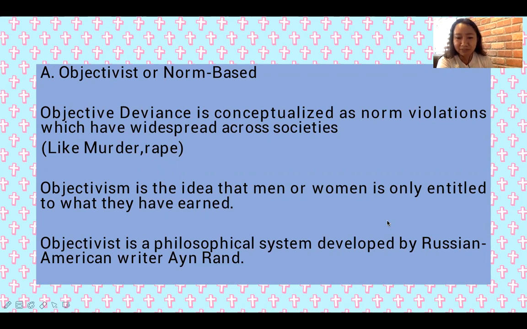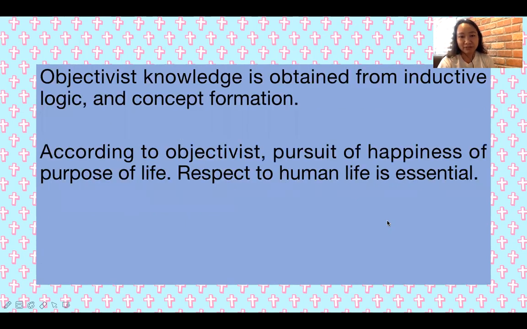So not specifically just with men or women, so for us to be gender sensitive and inclusive. Objectivism is a philosophical system developed by Russian American writer Ayn Rand. So the basis, that's why it's called objective, is the norm itself of the certain culture. And it is obtained from inductive logic and concept formation.